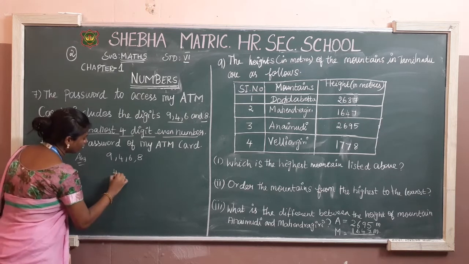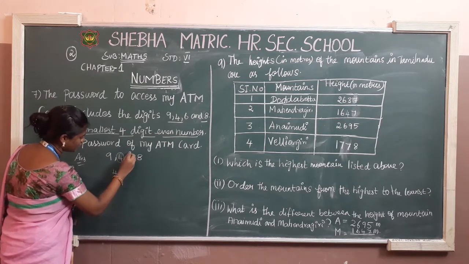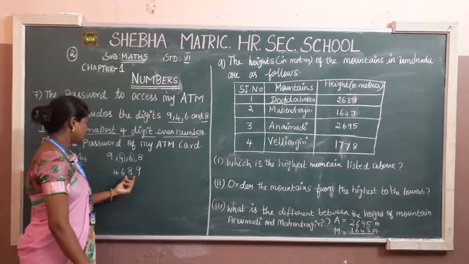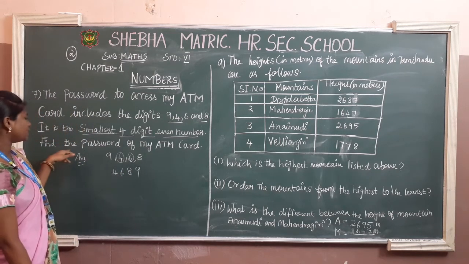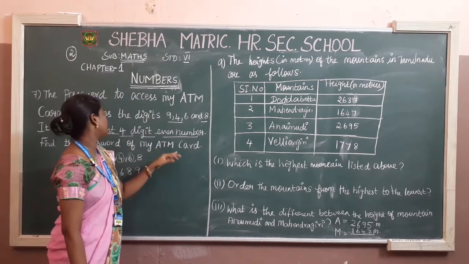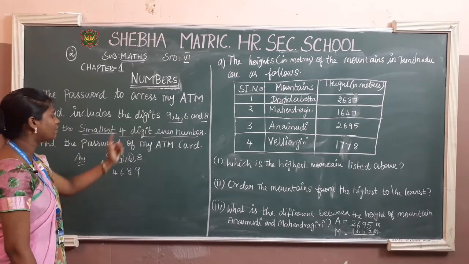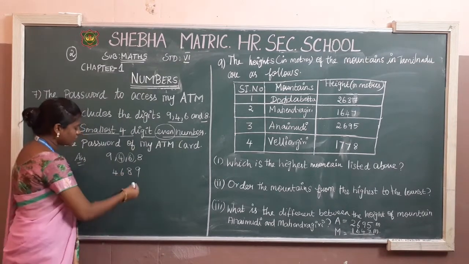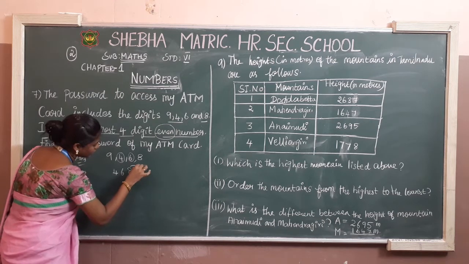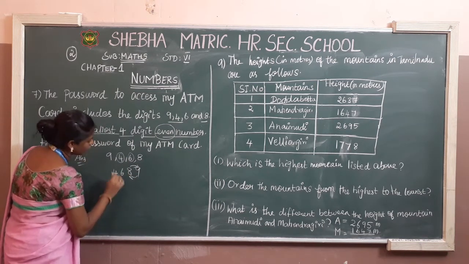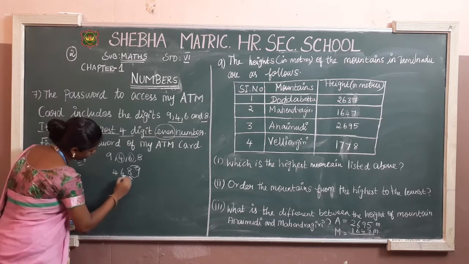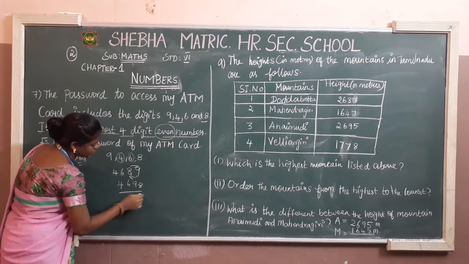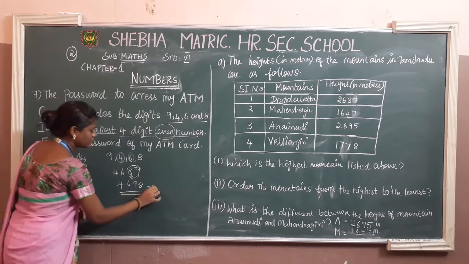So we can write 4 is the smallest number, so that is the first number. Next is 6 and 8 and 9. So the number is 4, 6, 8 and 9. Find the password of my ATM card. It is the smallest 4 digit number that is an even number. So we can interchange these 2 numbers. Okay, so we can write the answer. The 4 digit pin number of the ATM is 4, 6, 9 and 8. So this is the password of this pin number.